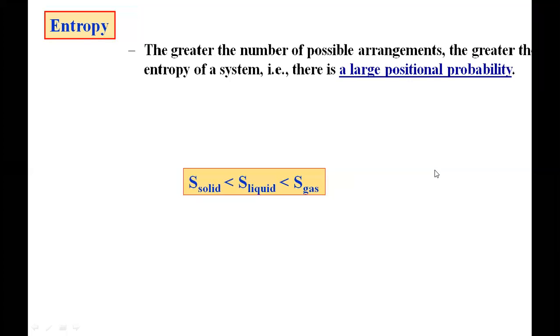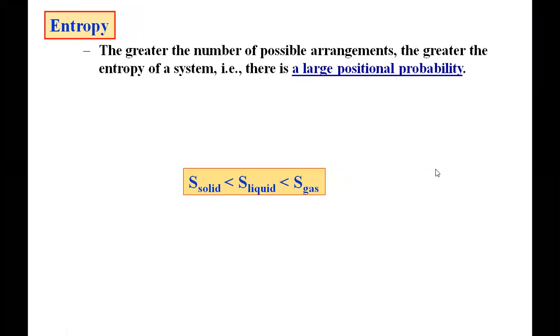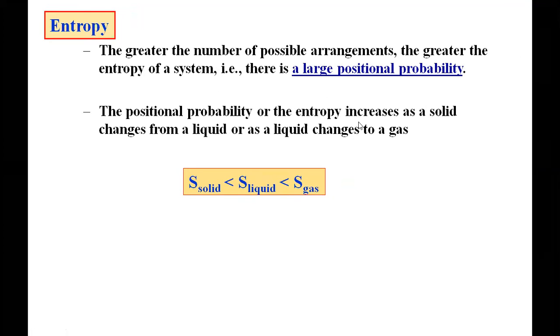Okay. So the greater the number of possible arrangements, the greater the entropy. The more possible arrangements of the system, the greater its entropy. So in other words, there are large positional probabilities. The positional probability, and so the entropy, increases as a solid changes to a liquid or as a liquid changes to a gas. So the entropy of a solid is less than the entropy of a liquid, and less than the entropy of a gas.